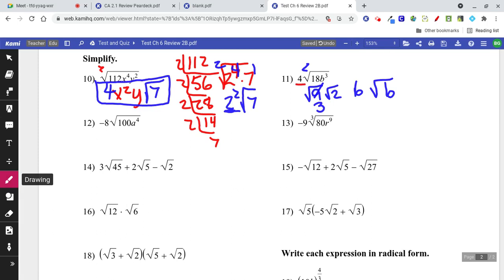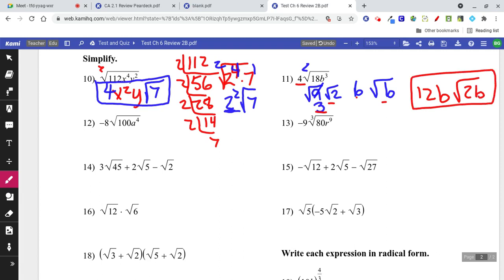I've got 4 times 3 is 12. And I've got another b that's outside, but then I've got a 2 and a b that's inside. 12b times the square root of 2b.